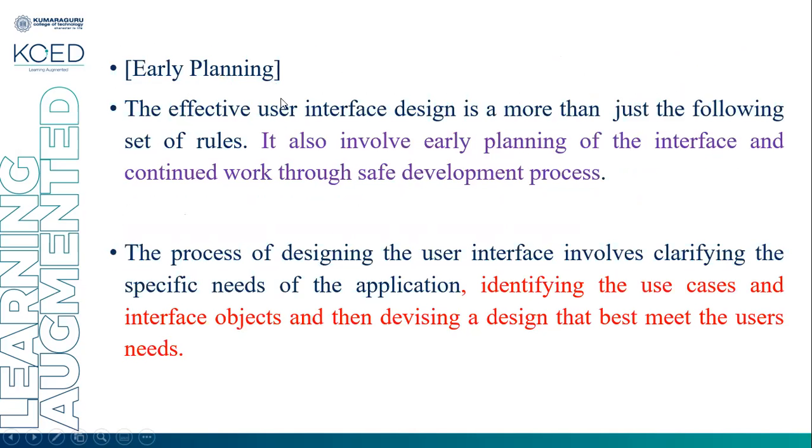Next, early planning. Effective user interface design is more than just following a set of rules. It also involves early planning of the interface and continuing to work through the whole development process. Parts of designing a user interface involve clarifying the specific needs of the application, identifying the use cases and interface objects, then devising a design that best meets the user needs. So after this, our macro level design process is over.